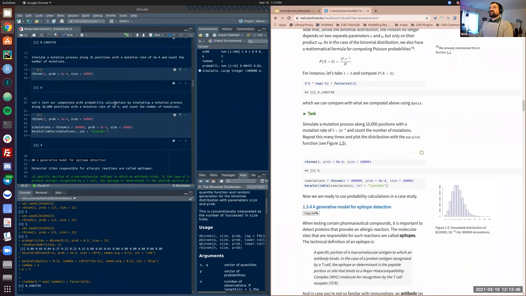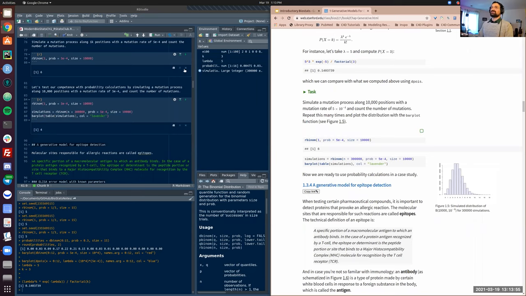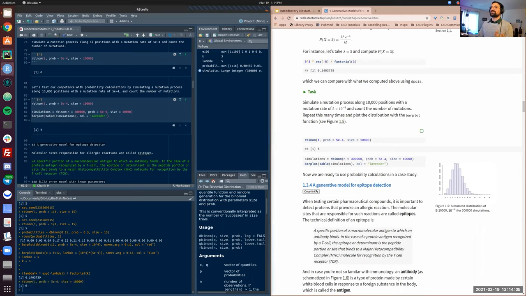Here we want to simulate that. To have a more concrete example of a probability distribution, we are going to determine the number of mutations that occur along a sequence length of 10,000. So here, using our binom, we can find that with a probability of 5 × 10⁻⁴ in 10,000 positions, we get 6 mutations per 10,000. Okay. That's very cool.